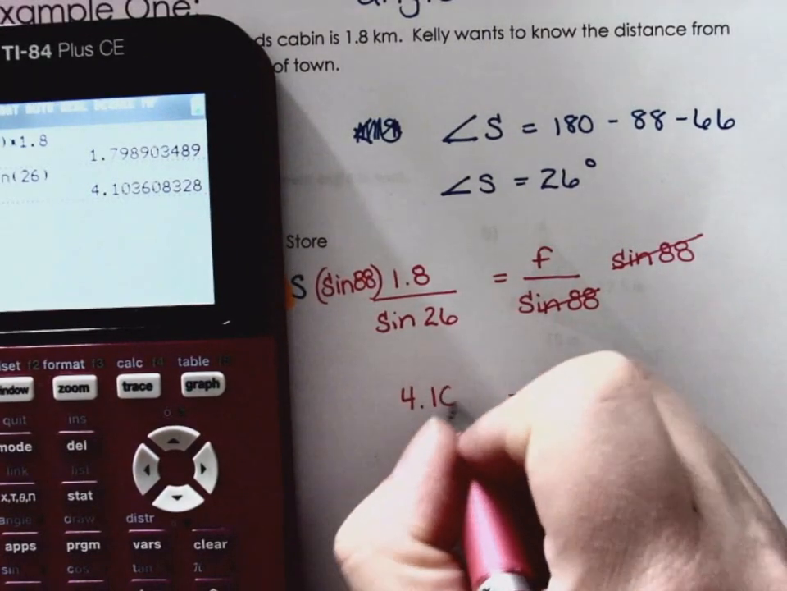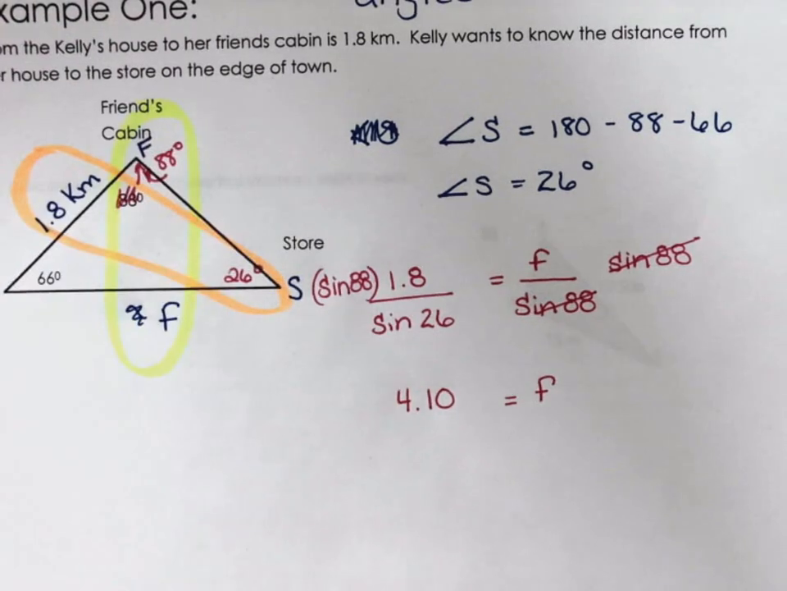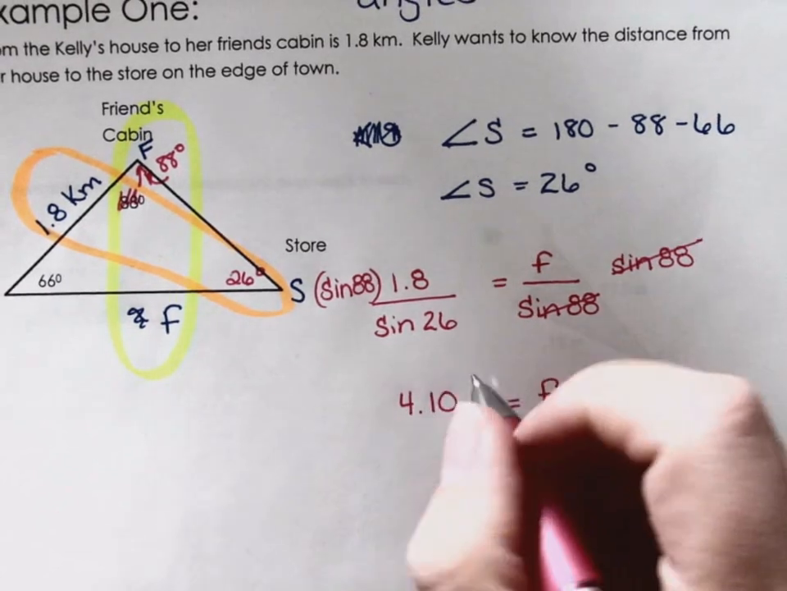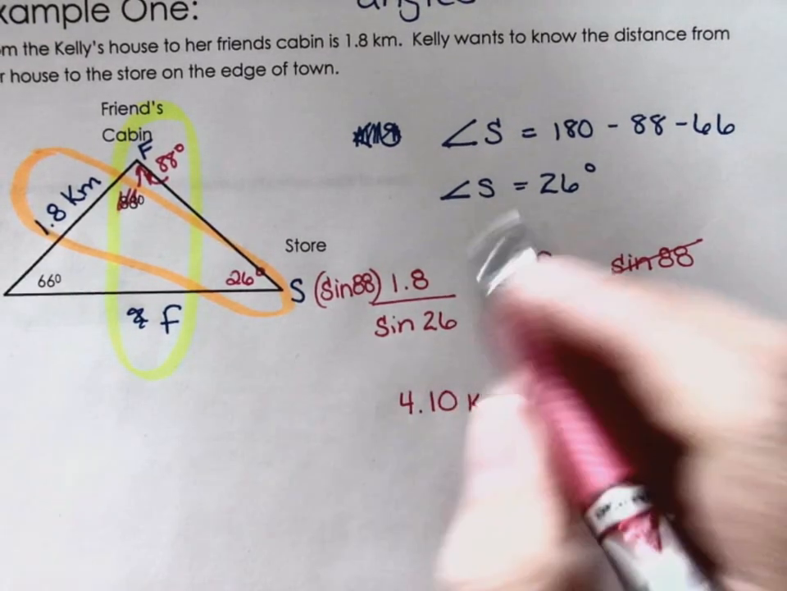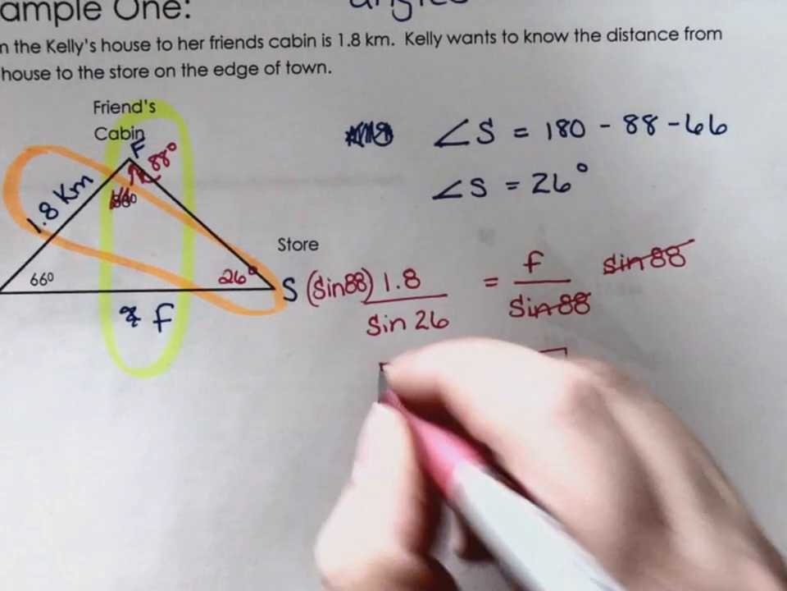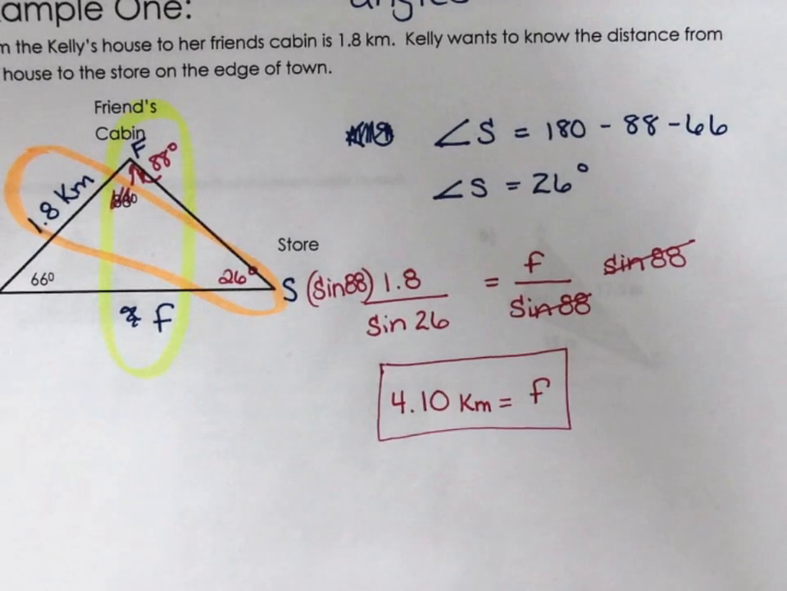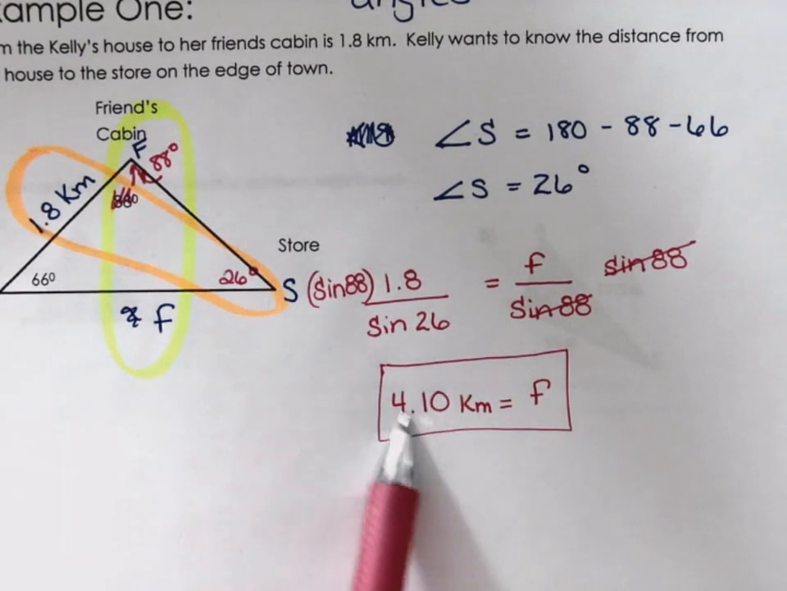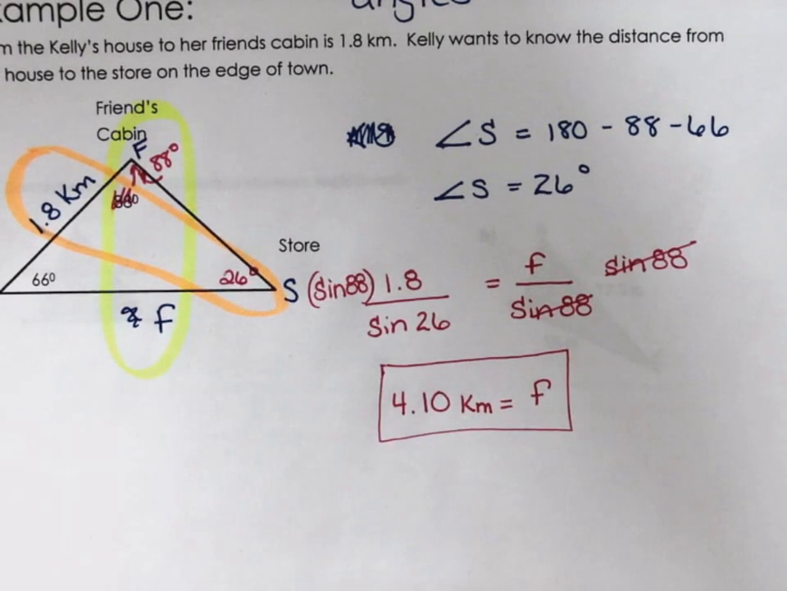Okay. Now my question is, am I done? Probably not. I love how sad you sound. Probably not. The only thing I'm missing is units here. So what are my units in? Kilometers. So now I'm done. The distance from my house, Kelly's house, to the store is 4.10 kilometers.